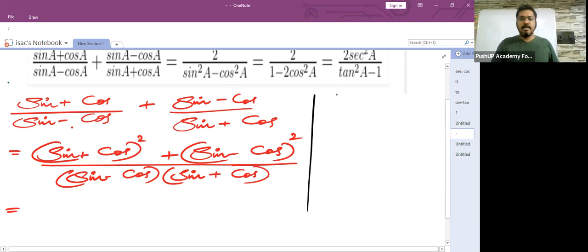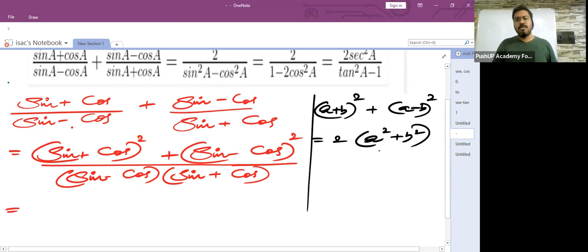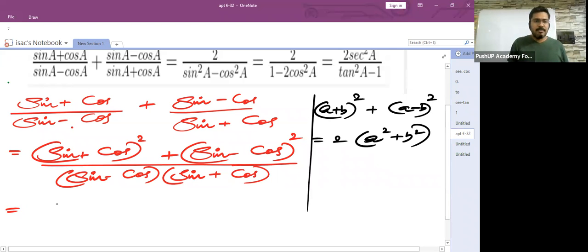Now listen, everyone. Children, what is a plus b the whole square plus a minus b the whole square? Do you remember it? I've taught you this in class 9. It is equal to 2 times a square plus b square. If you want to save time in your board exam, please learn all these identities. Okay, note it down. A plus b the whole square plus a minus b the whole square is equal to 2 times a square plus b square. So you can very simply solve the sum.